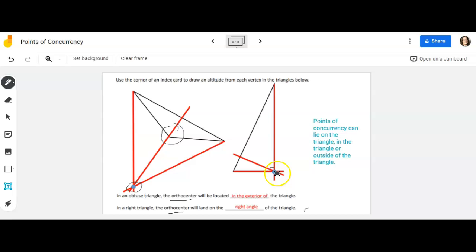In a right triangle, our altitudes happen to be the sides, two of the sides that make the right triangle. So that would be an altitude, that would be an altitude. And then if we drew the third altitude, they would all intersect on the corner on that 90-degree angle. So this is an example of when it lies right on the triangle.